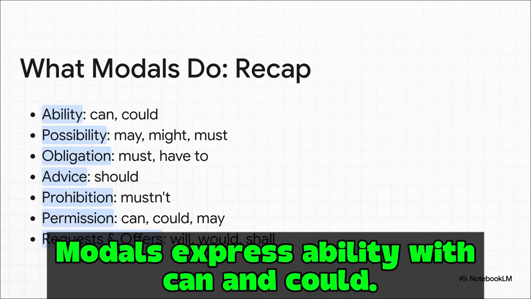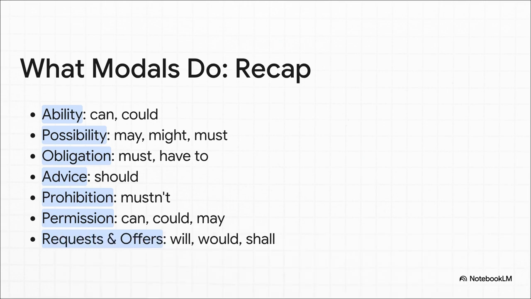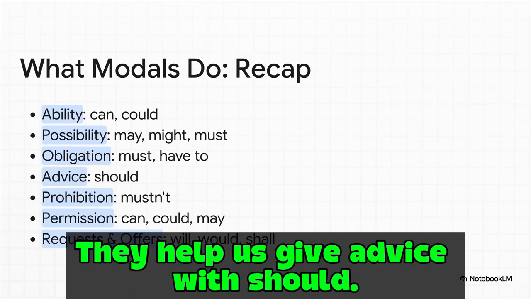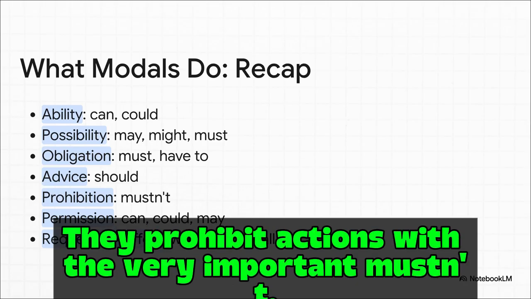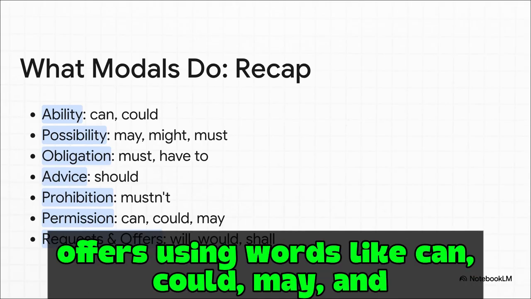Modals express ability with can and could. They show possibility and certainty with may, might, and must. They state obligation with must and have to. They help us give advice with should. They prohibit actions with the very important mustn't. And they help us with permission, requests, and offers using words like can, could, may, and would.